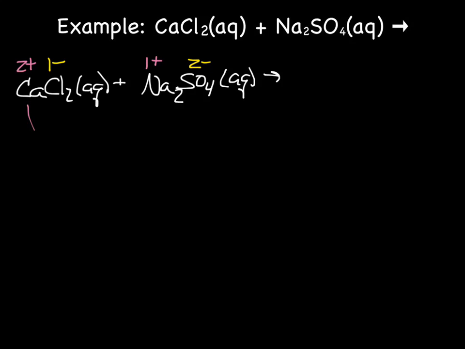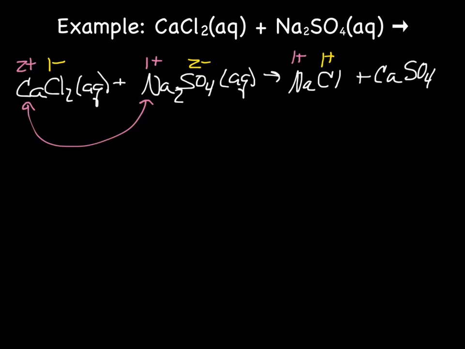The calcium and the sodium are going to swap places. So we'll end up with sodium hooking up with chlorine. Remember, we don't take the subscripts with us. Sodium is 1+, chlorine is 1-. And the other product is going to be calcium hooking up with sulfate, calcium being 2+ and sulfate being 2-. We'll check the charges, and it looks like everybody's neutral, so let's get rid of all that stuff.